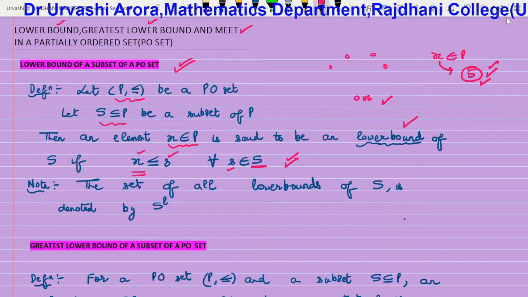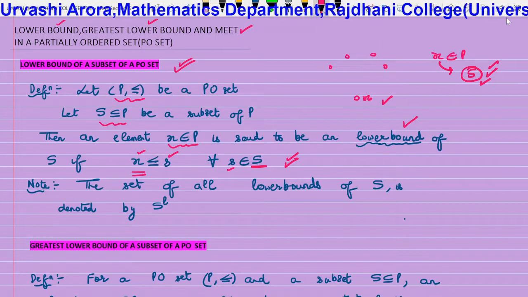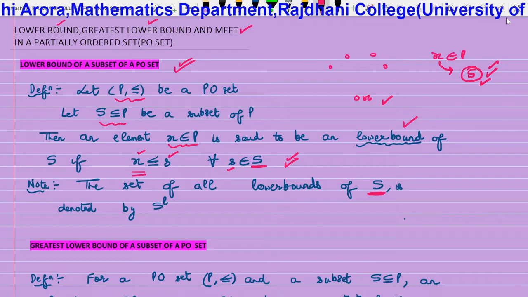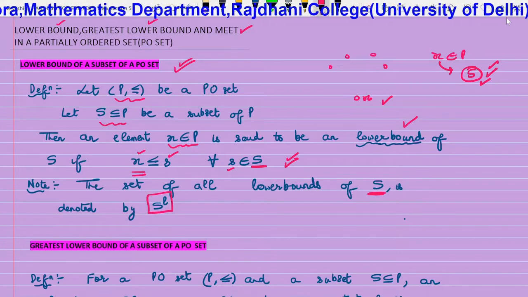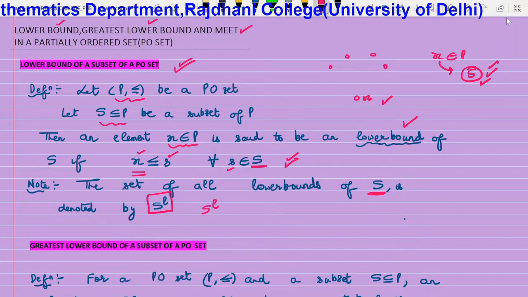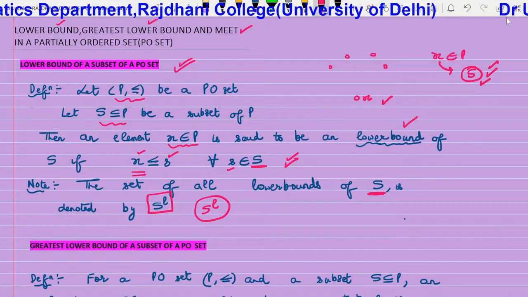So now coming to a notation that we have for lower bounds. If we are talking of the set of all lower bounds of the set S, then the set of all lower bounds of the set S is denoted by S^L, where L is the superscript. So this is the common notation that we use for the set of all lower bounds for the subset S.